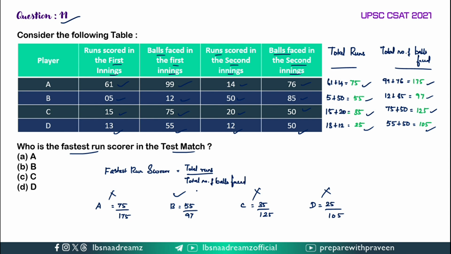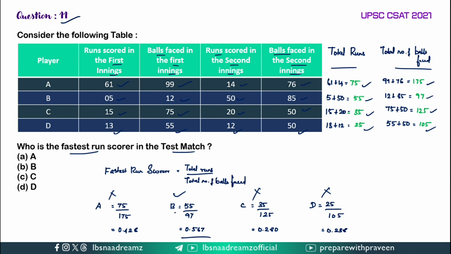Even if you divide this, 0.428, 55 by 97 is equal to 0.567. 35 by 125 is equal to 0.280. 25 by 105 is equal to 0.238. Now tell, who is the fastest run scorer? B is the fastest run scorer, right?